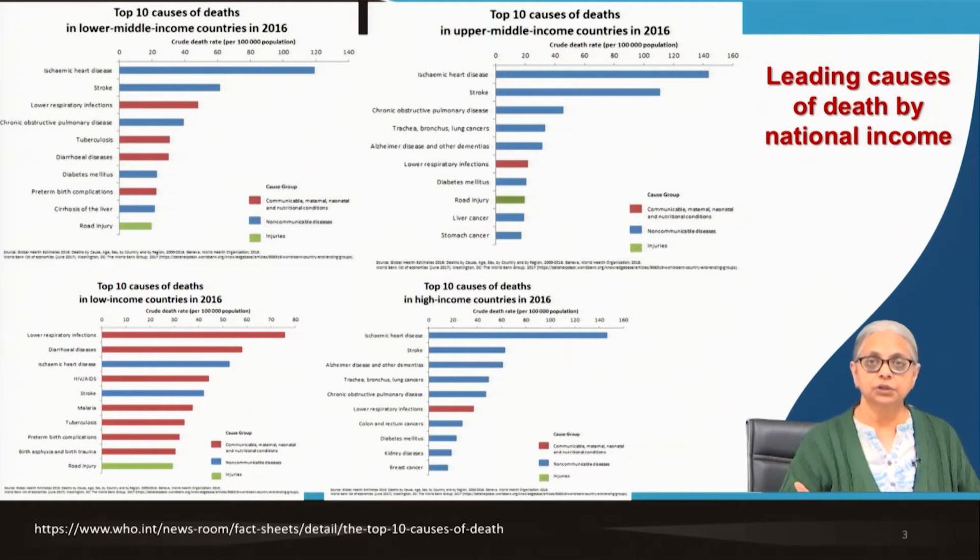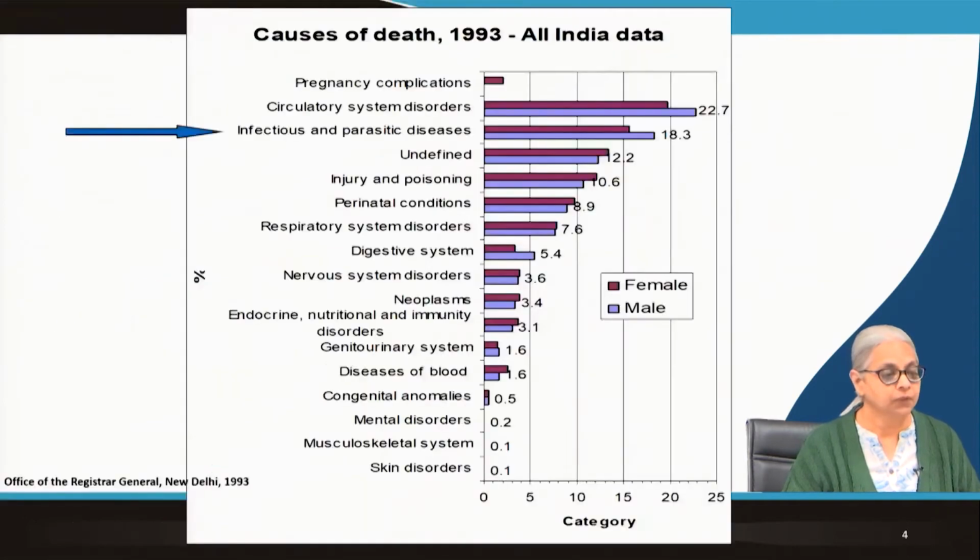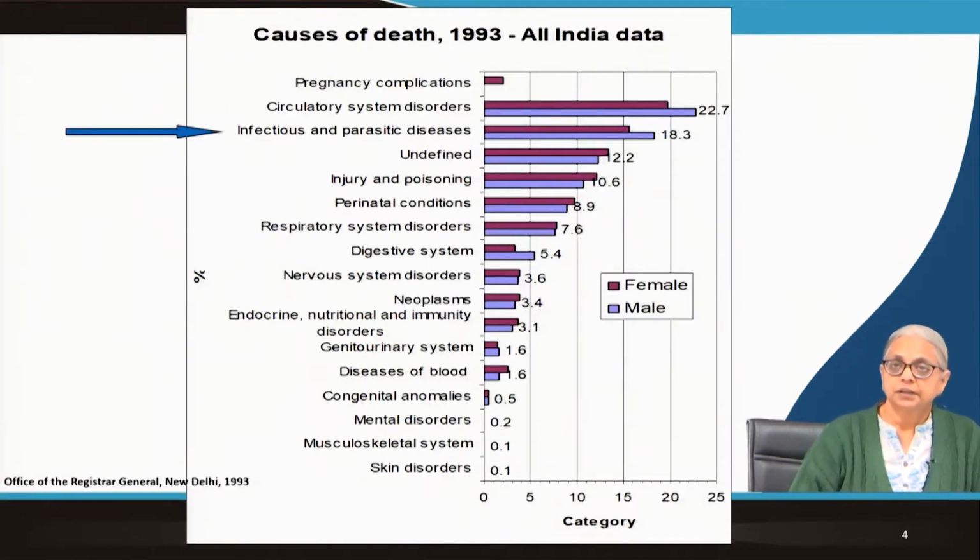So when I say infrastructure is lacking, what I mean is clean water supply, good sanitation, good drainage systems. These are the things that help to avoid morbidity and mortality due to pathogenic microorganisms. So that is, this data was from WHO.